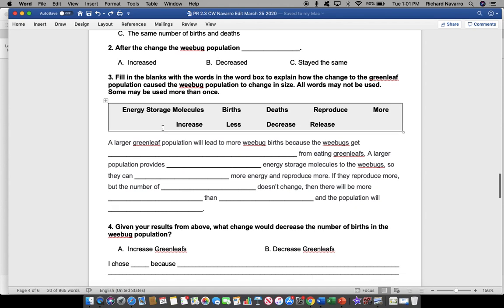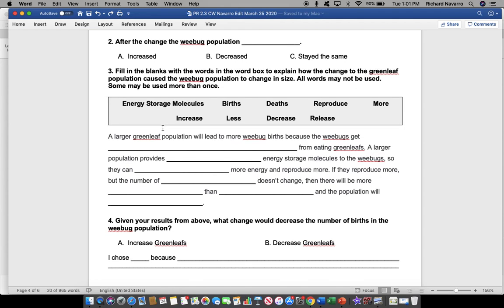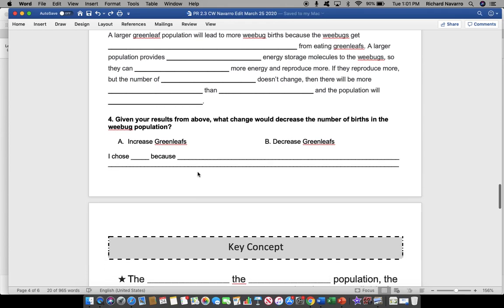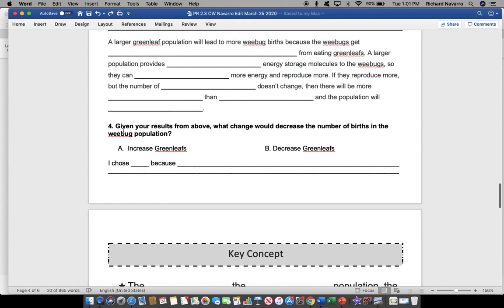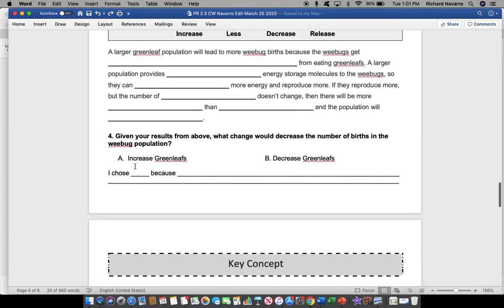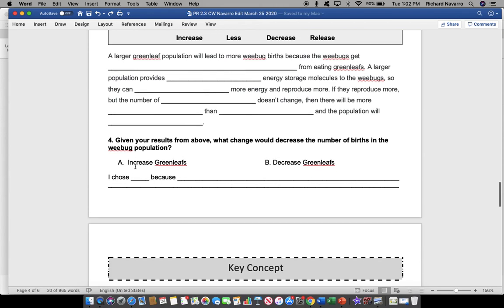Then you'll need to fill in the blanks on the following set of 3 sentences using the drop-down menu that I've provided on your Google form. And the last question: given the results from above, what change do you think would decrease the number of births in the wee bug population, if we increase the green leaves or decrease the green leaves? And tell me which one you chose and why. Go ahead and pause the video, and you can do so now.